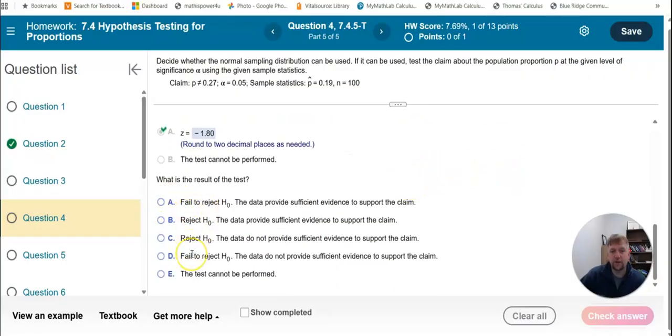Okay, so it's going to be A or D. Why do we fail to reject? Because the data doesn't provide sufficient evidence.